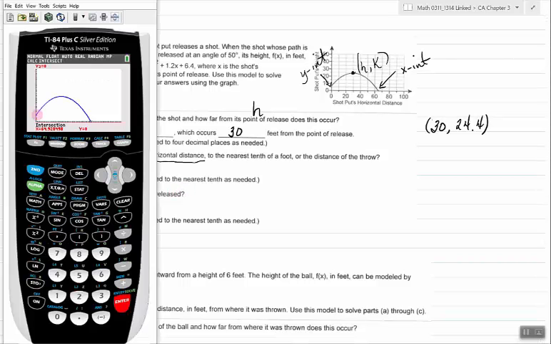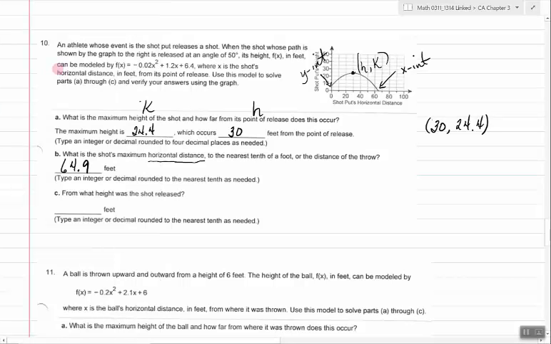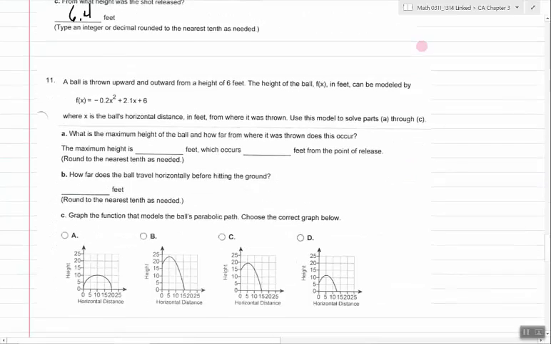From what height was the shot released? That is this, which is the y-intercept. We can get the y-intercept by going to table, putting in 0, which it already has, and this is 6.4. It is so nice that all of that information can come from the grapher. And at the conclusion, I will try to talk about a summary of some of this.